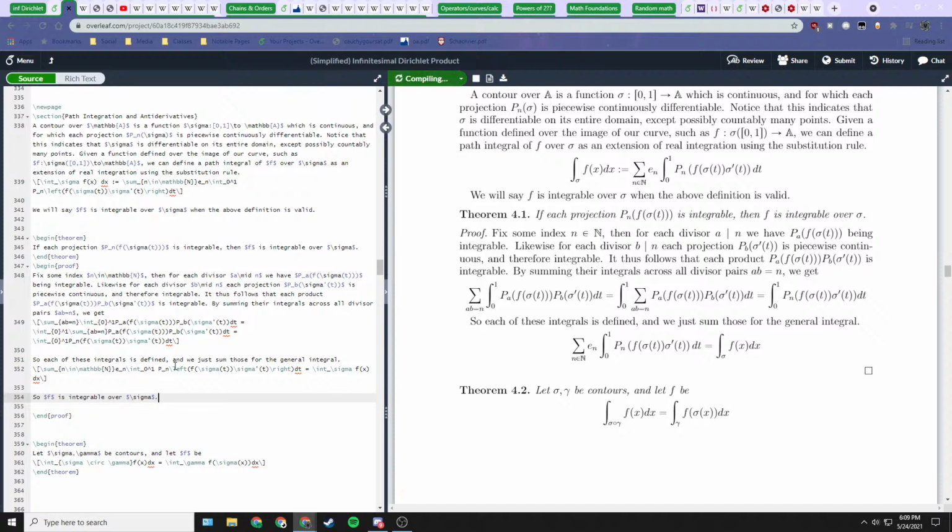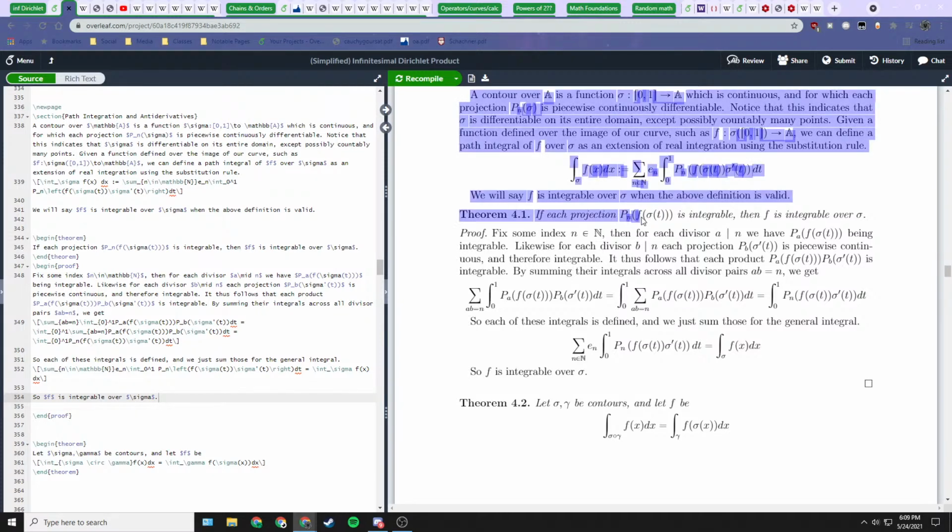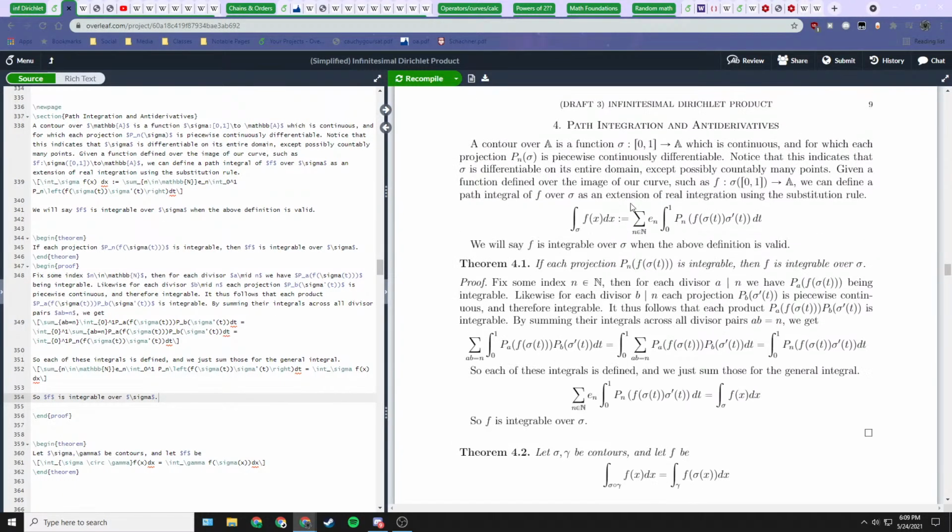So hopefully that's the last time we'll have to get into the integrability of functions. So as long as each projection on this composition of this path is an integrable function. Remember, f just maps the domain of sigma to our A space. So f of sigma t is just a function from the line 0, 1 over to this space. And then we're just taking this projection piece of n. So if each of these projections is integrable, then f is integrable over the path sigma. So that's what we wanted to conclude.